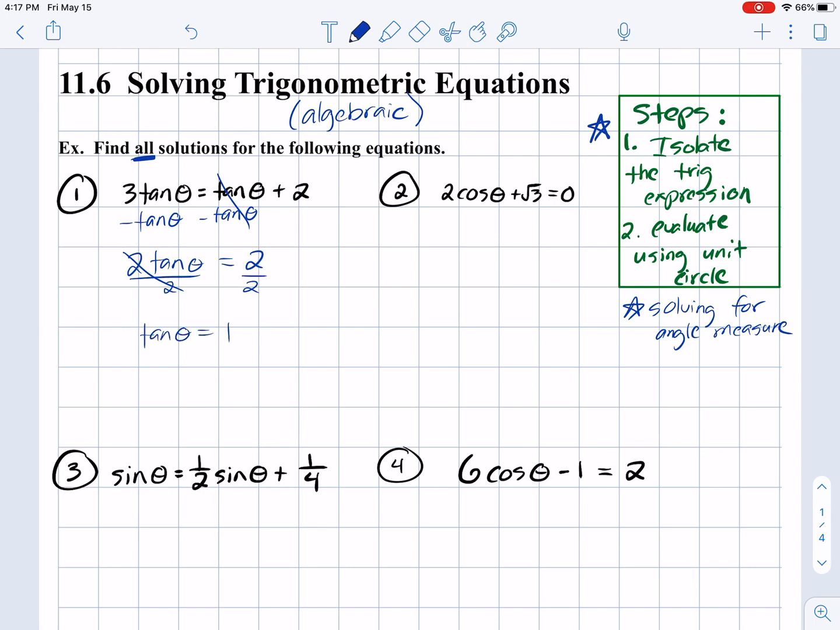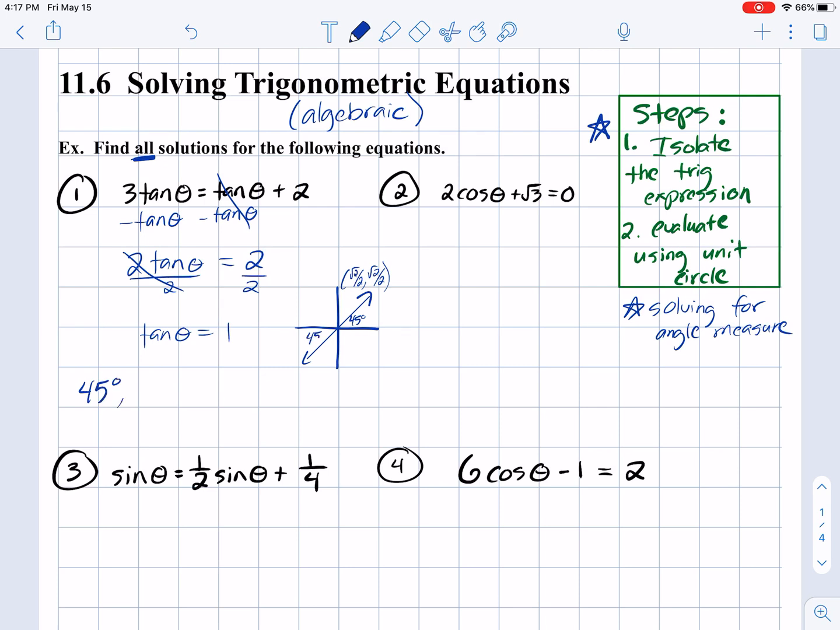And now you're just asking yourself the question, what angle measure gets us a tangent trig ratio of 1? Well, that would have to be a 45-degree reference angle in quadrants 1 and quadrant 2, because at 45 degrees our coordinates are root 2 over 2, root 2 over 2. And if you remember, tangent's y over x. So when you put root 2 over 2 over root 2 over 2, we get 1. So 45 degrees is a solution.